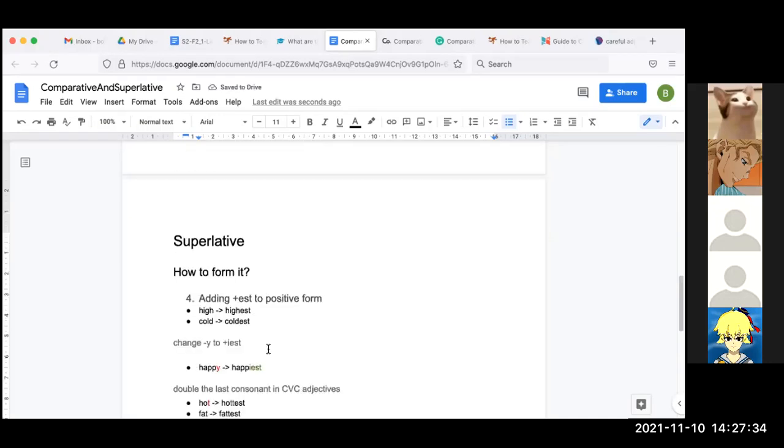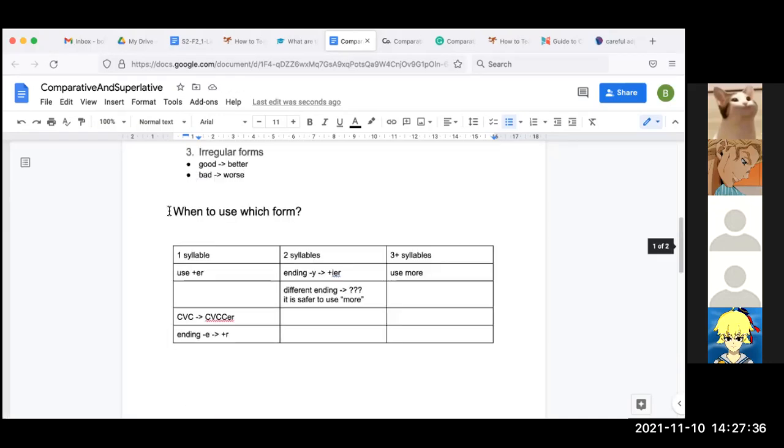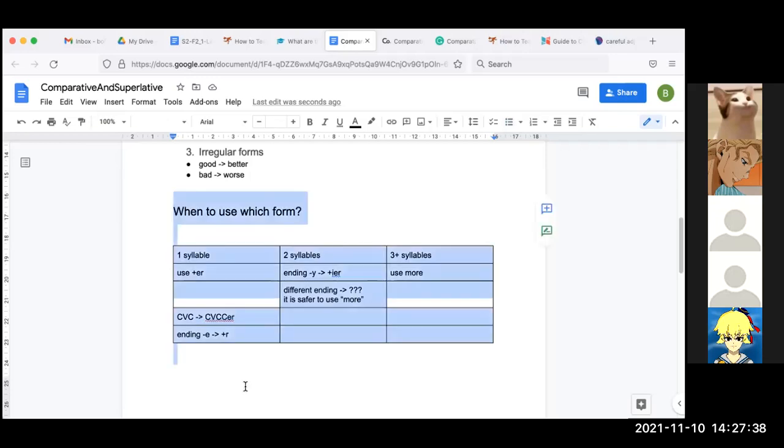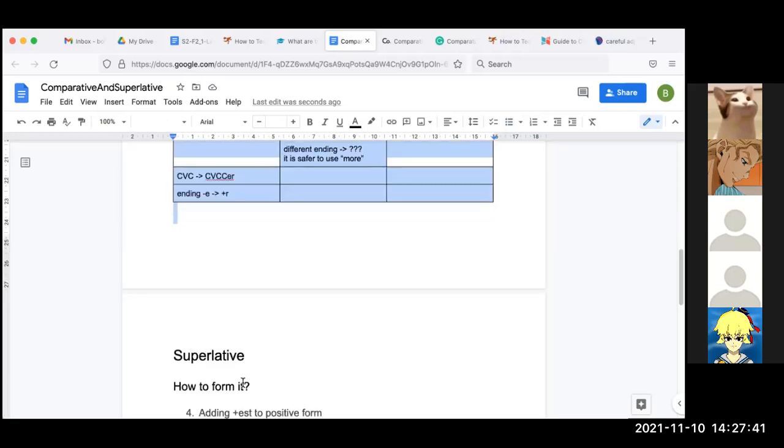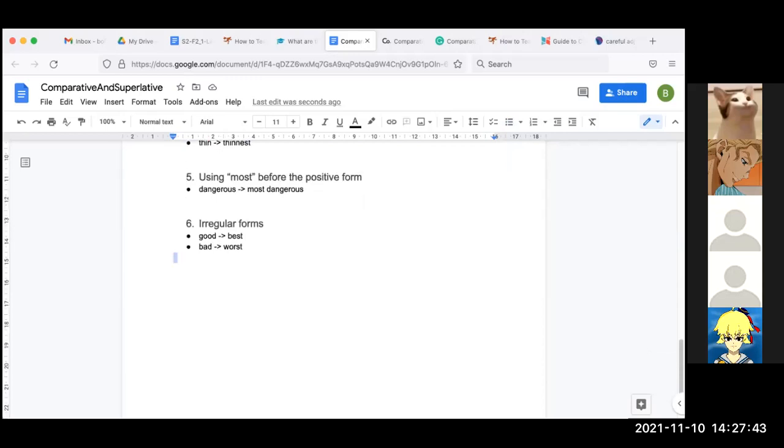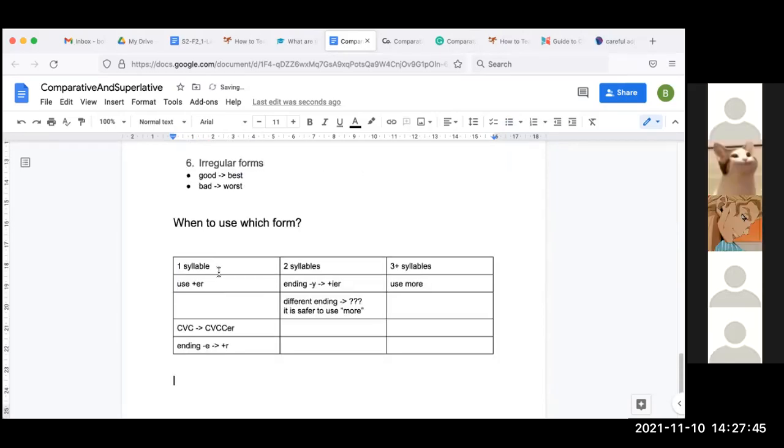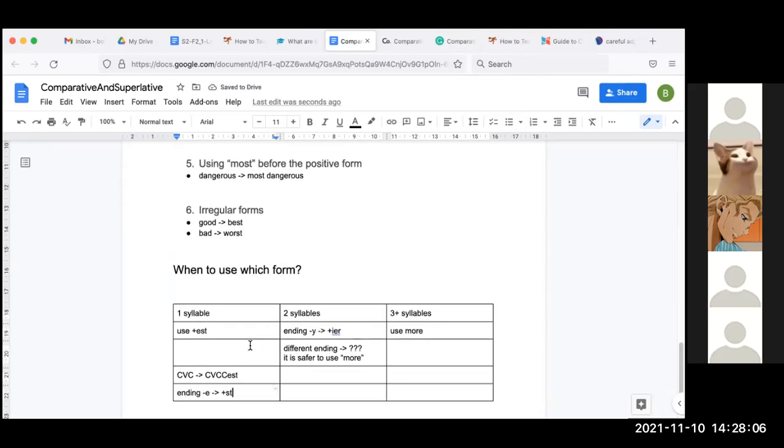And when do we use which form? Again, we use the number of syllables rule. When we have one syllable, and it's not an irregular one, we use EST. When we have CVC, we double the last consonant, and if it ends with E, we just add ST.